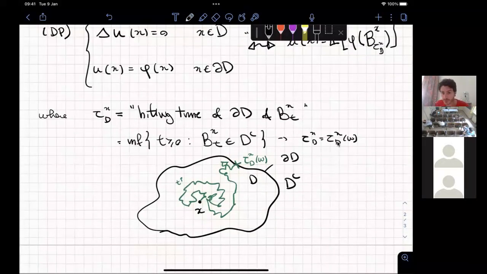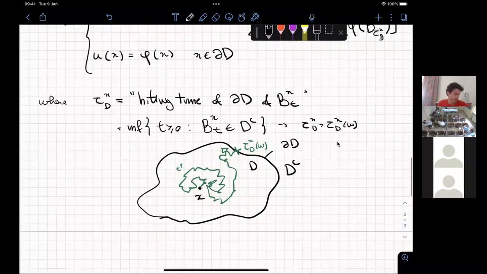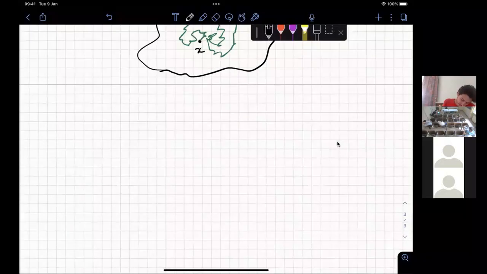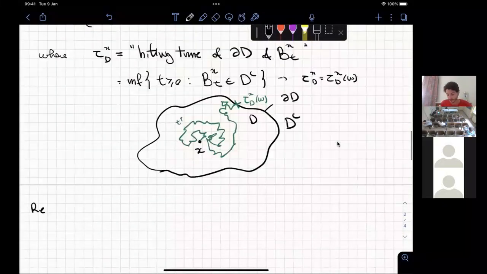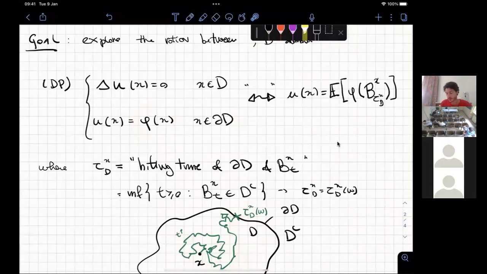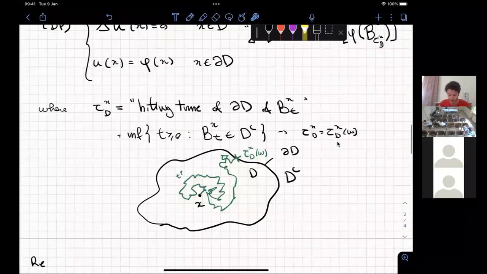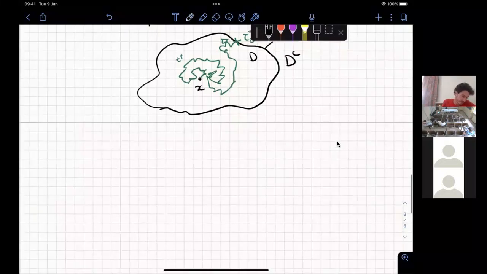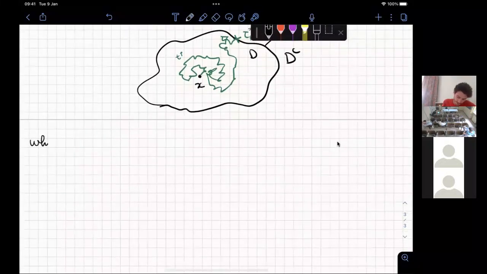And why is this important for the harmonic measure problem? Well, because if we choose the function, the final condition of this problem, in a proper way, then we will be able to evaluate the harmonic measure. So let's just conclude on this. Why is this important? This is cool.